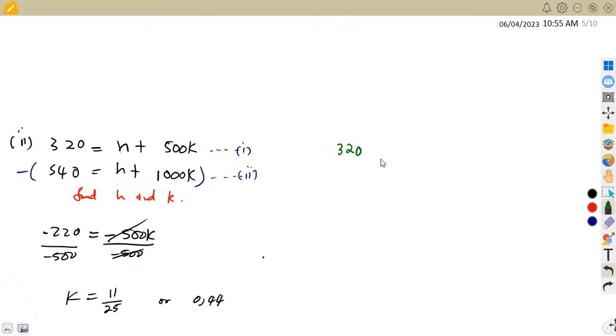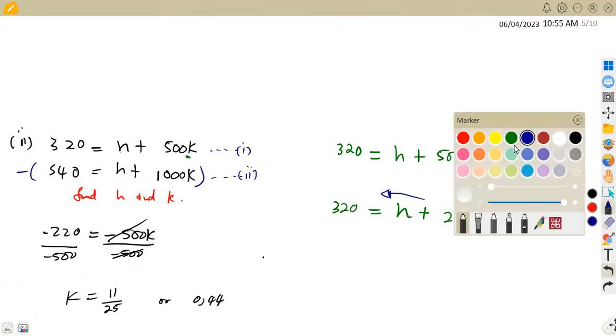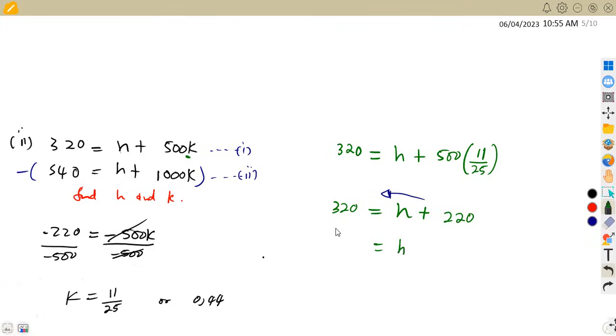We are given that 320 is equal to h plus 500 times k. So it is going to be 500 times the value of k that we got, which is 11 over 25, or 0.44. So this will be 320 is equal to h plus 500 times this 11 over 25. We are going to obtain 220. So we can transpose to the other side of the equation, and thus we obtain the value of h. 320 minus 220 gives us 100.